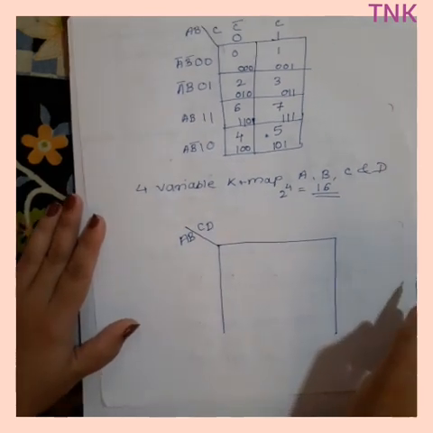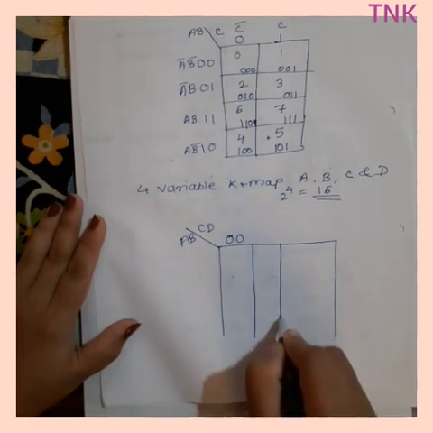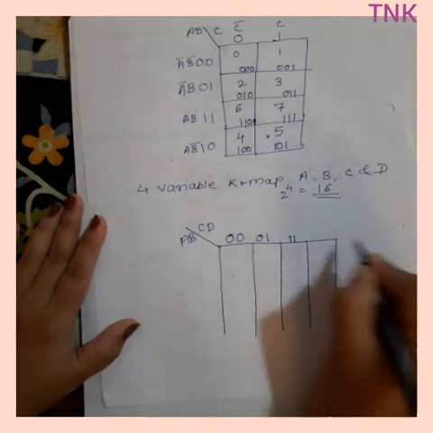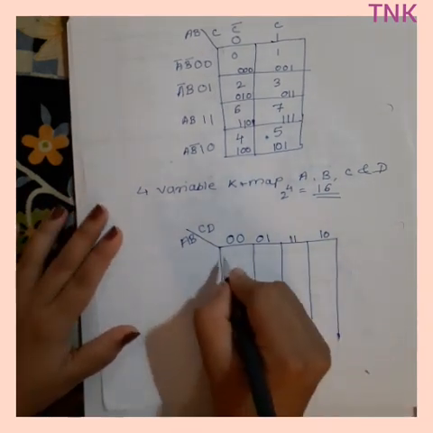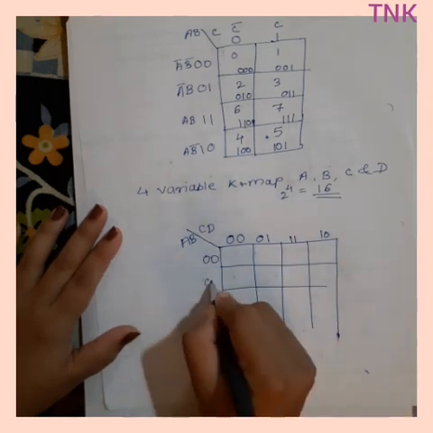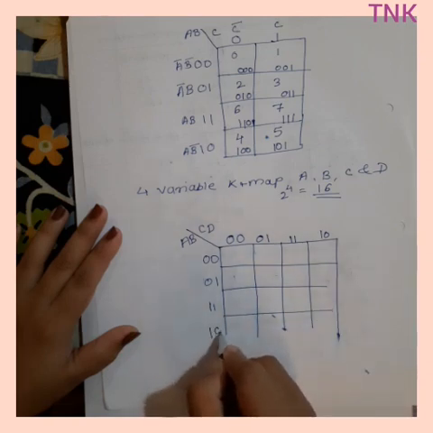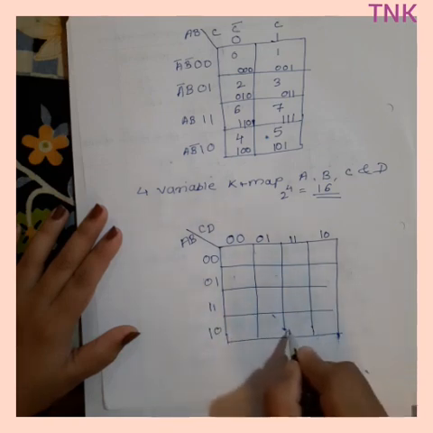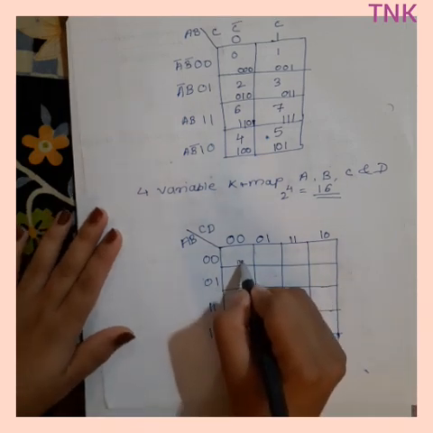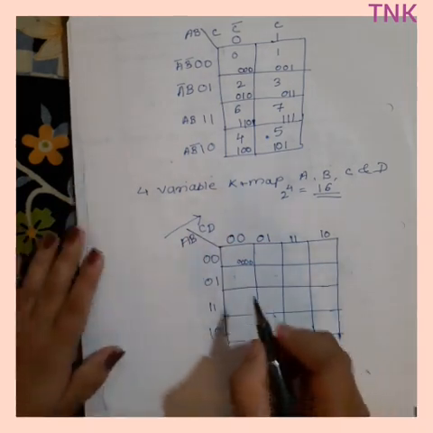Values are 0 0, 0 1, 1 1, 1 0. Here the values are 0 0, 0 1, 1 1 and the 4th will be 1 0. Now let's identify the cell numbers. 0 0 0 0.